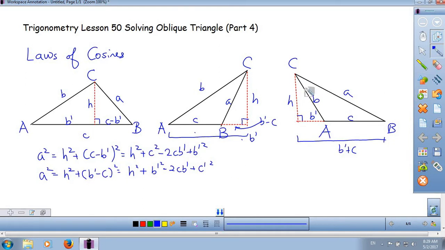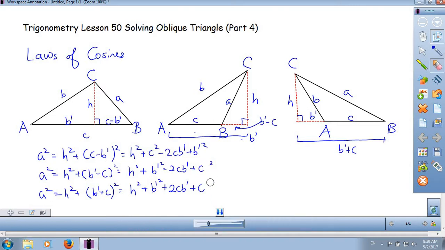Alright, so based on this triangle, A is the hypotenuse of the big triangle right here, the whole big triangle. So A squared is going to be equal to H squared plus B prime plus C quantity squared. So H squared plus B prime squared, we're going to expand it out, plus 2C B prime plus, no, I'm sorry, no C prime, just a little C squared.